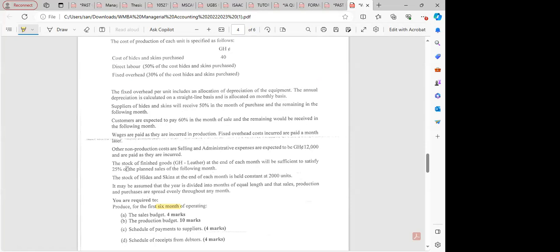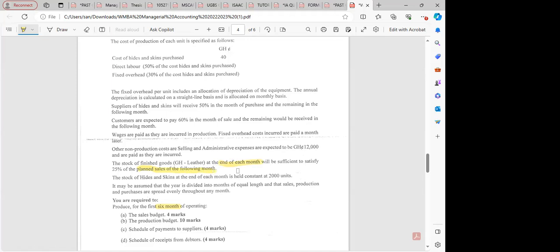Okay. The stock of finished goods, that's GH leather, at the end of each month will be sufficient to satisfy 25% of planned sales of the following month. Remember, I told you that there will be a policy to guide your ending stock. And then there's that policy, right? Stock of finished goods at the end of each month will be sufficient to satisfy 25% of planned sales of the following month. Planned sales of the following month is equally important.